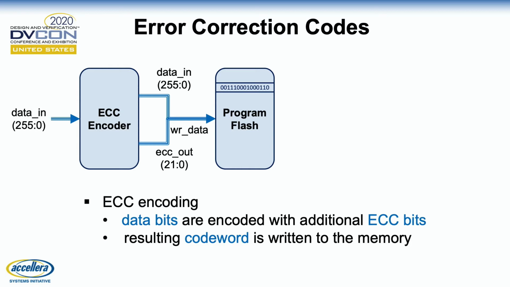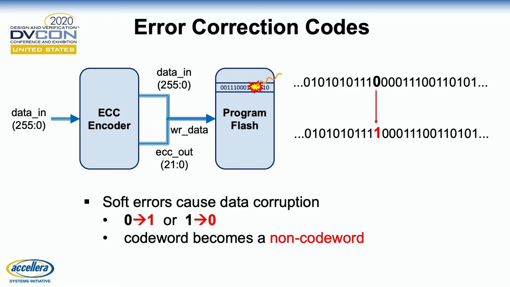It may happen during the lifetime of this device that some of the bits may be corrupted. As I said before, maybe a photon or radiation falls on the chip, and a bit which is carrying a value of 0 may be flipped, and now it carries a value of 1, and that means the data is not valid anymore. This corrupted data, we call non-code words, because they no longer follow any code rules. It's not a code word anymore.